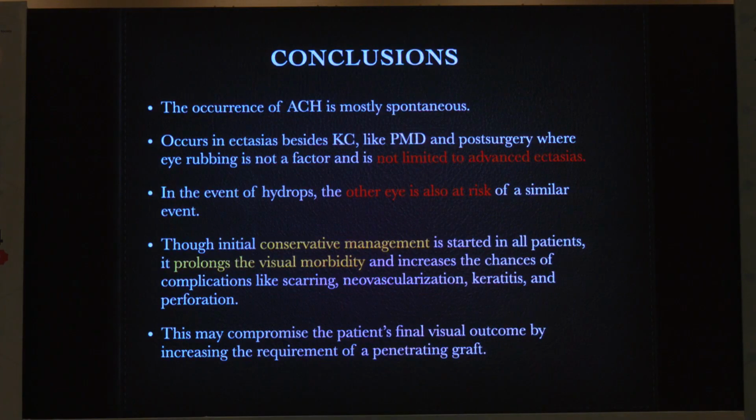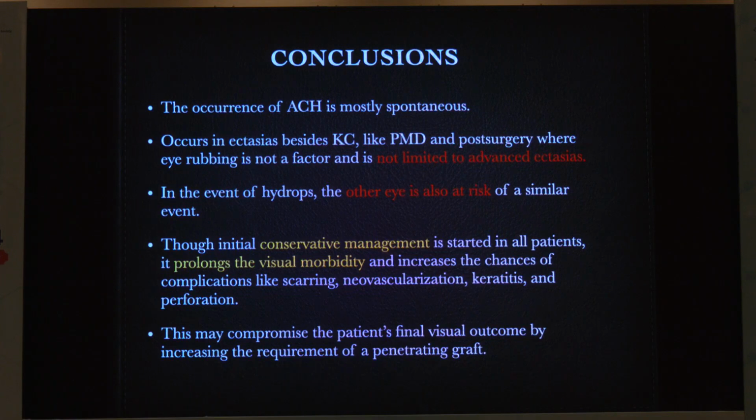So these are the various results of different techniques. So to conclude, the occurrence of acute corneal hydrops is mostly spontaneous, and it occurs in ectasias besides KC as well, and it is not just limited to advanced ectasias. And in the event of hydrops, the other eye is also at the risk of a similar event, so we have to be very careful, and we have to prevent the other eye from going into any hydrops by doing a proper early CXL.